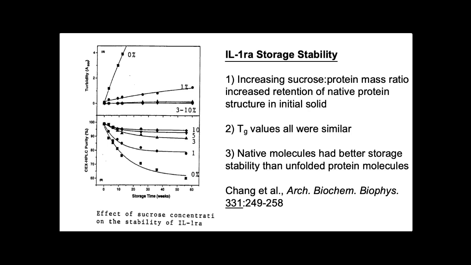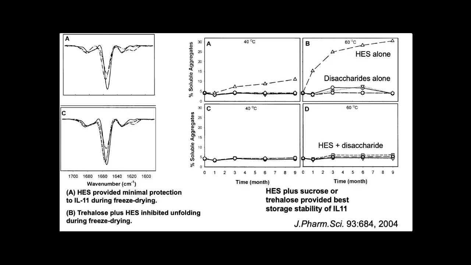So the glass transition temperatures of all these formulations were about the same, and the values were all above the storage temperature. The key factor here is the native molecule retention was better as there was more and more sucrose in the formulation. Here's another example showing the impact of both glass transition temperature and proper stabilizing additives.